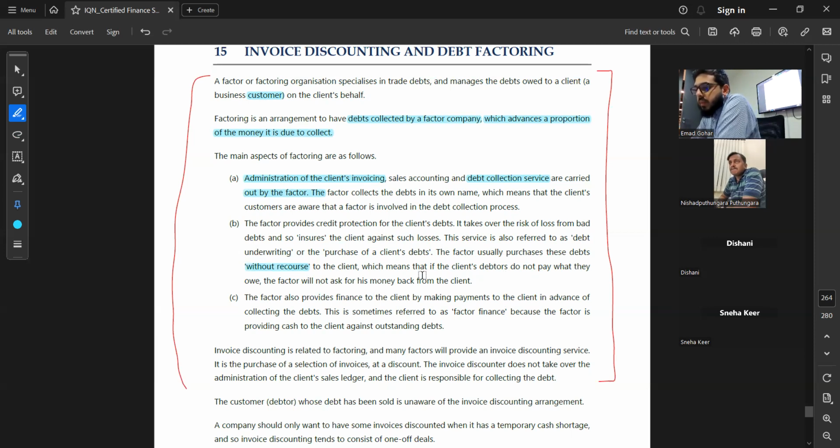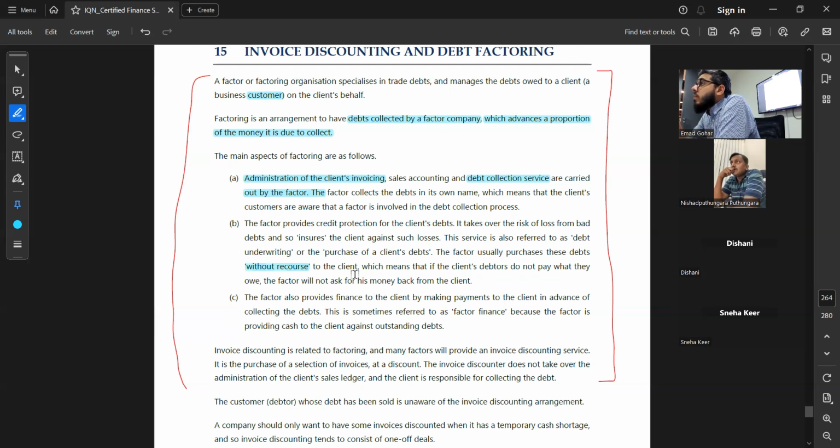Okay, see, same things written here. Now, if you see here in point number B, they are giving you a word which I have highlighted also. It is without recourse. What is it? Examiner can ask you. If it is without recourse, who has the risk? So if it is without recourse, who has the risk? Factor. Right? If the customer will not pay, who will bear the risk? Factor.